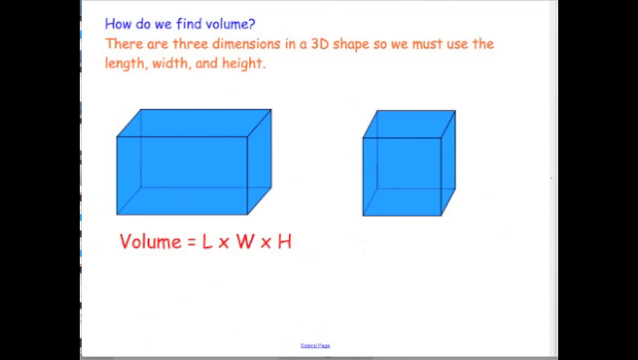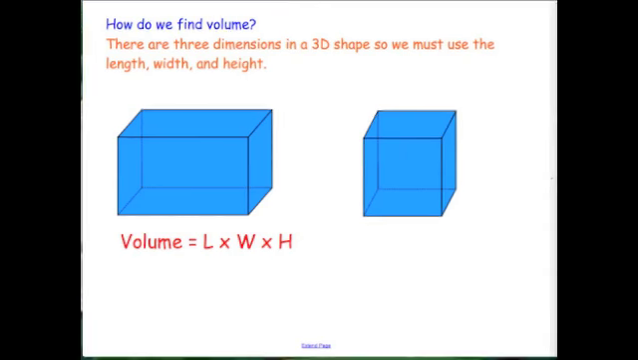Alright, so we don't always have our boxes, so I'm going to show you guys a really quick way to find volume of rectangular prisms. How do we find volume? There are 3 dimensions in a 3D shape, so we must use the length, width, and height. So volume equals length times width times height.